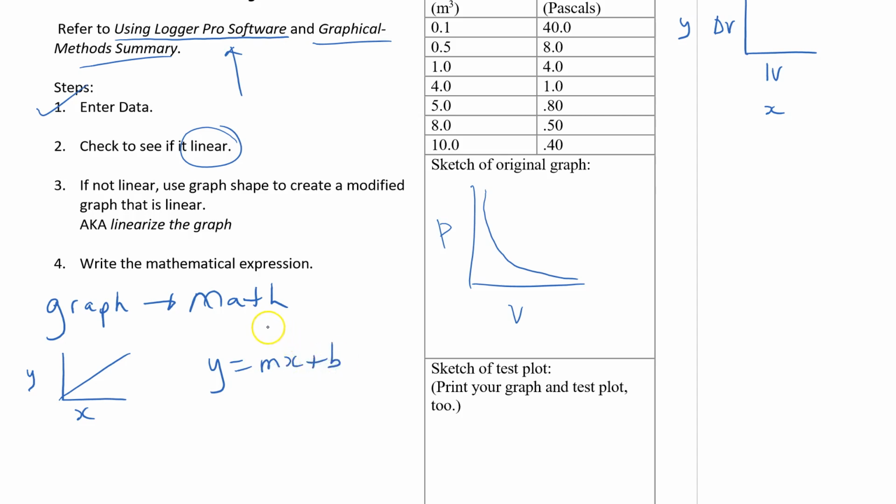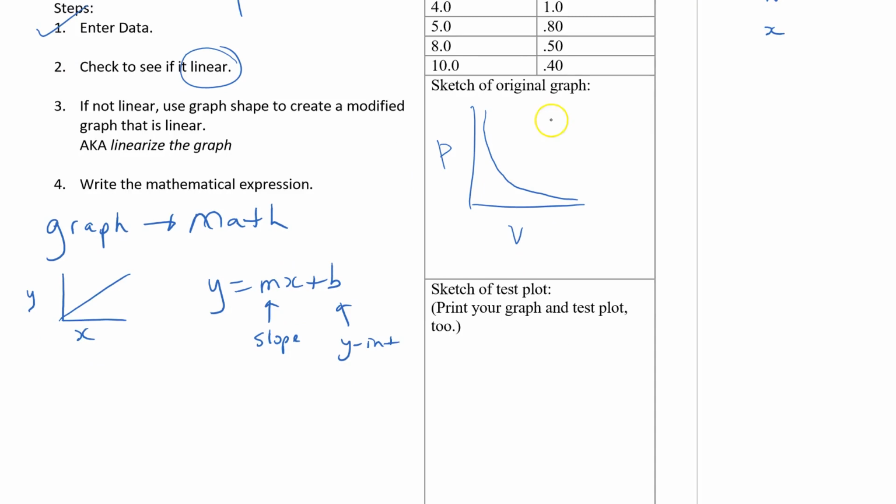Sometimes people use a k instead of an m, depending on what kind of teacher or which class they were in, but where this m is the slope, and this b here is the y-intercept. So the problem is right now, in this graph that we have over here, we don't have a straight line, right? We've got this curved line. So if you'll see when it says check to see if it's linear, if the answer is no, so at this point not linear.